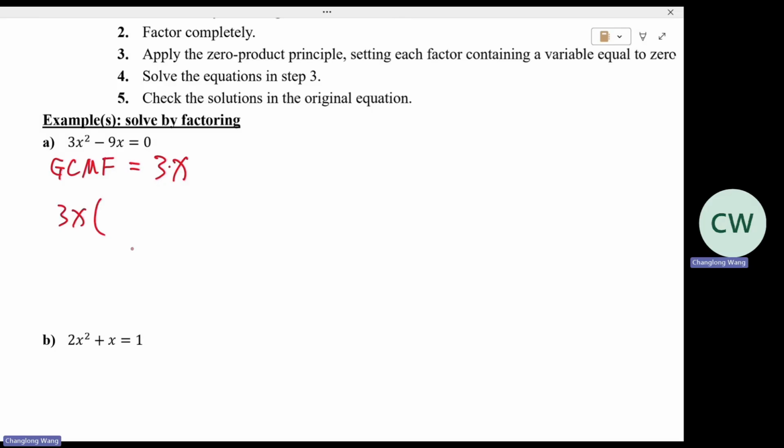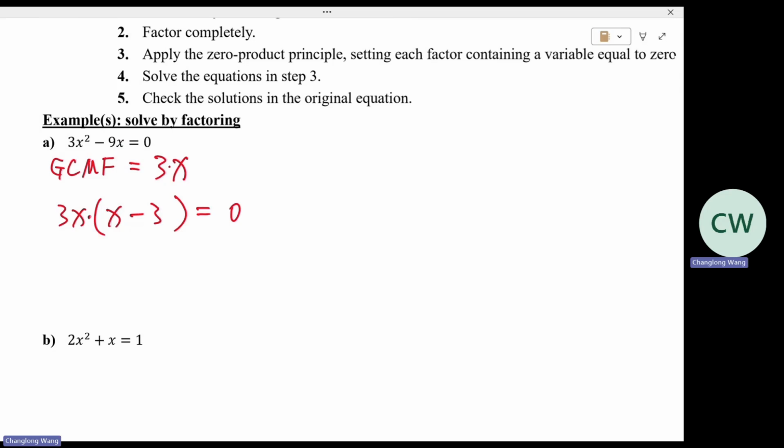I normally put this GCMF to the left of a pair of parentheses. And I'll be thinking about, if I take out 3x from each term, what are the things that will be left over? The first term, 3x squared, take out a 3, you have, quote unquote, nothing, but it's actually a 1 left over. X squared, take out an x, you get an x remaining. Now 9x, take out a 3, you get a 3, x is out, you still have that negative sign. The right-hand side is still going to be a 0, right?